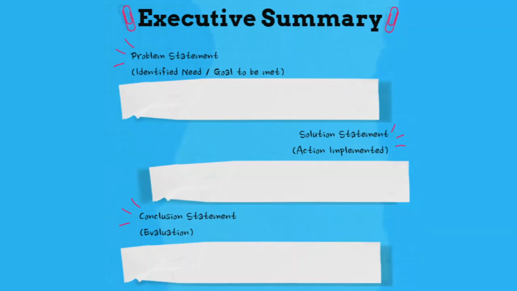So what we're going to do now is dissect an executive summary. An executive summary is going to have these three parts: a problem statement. And if we think in terms of action research, we can think of the problem statement as our identified need or goal to be met. The second part is the solution statement, and in action research terms, that means the action implemented to address the identified need or goal to be met. And finally, the conclusion statement, which in action research terms means the evaluation of our data and analysis of the effectiveness of that implemented action.